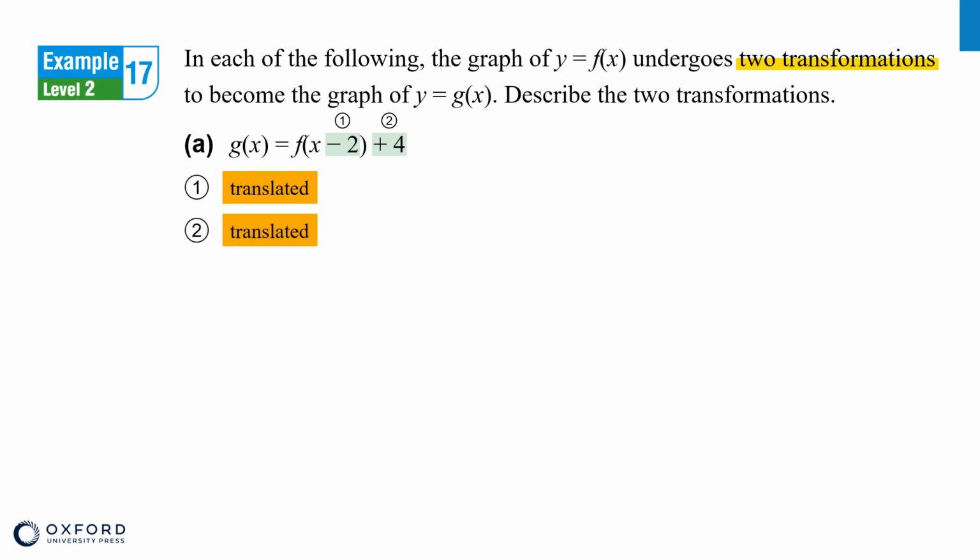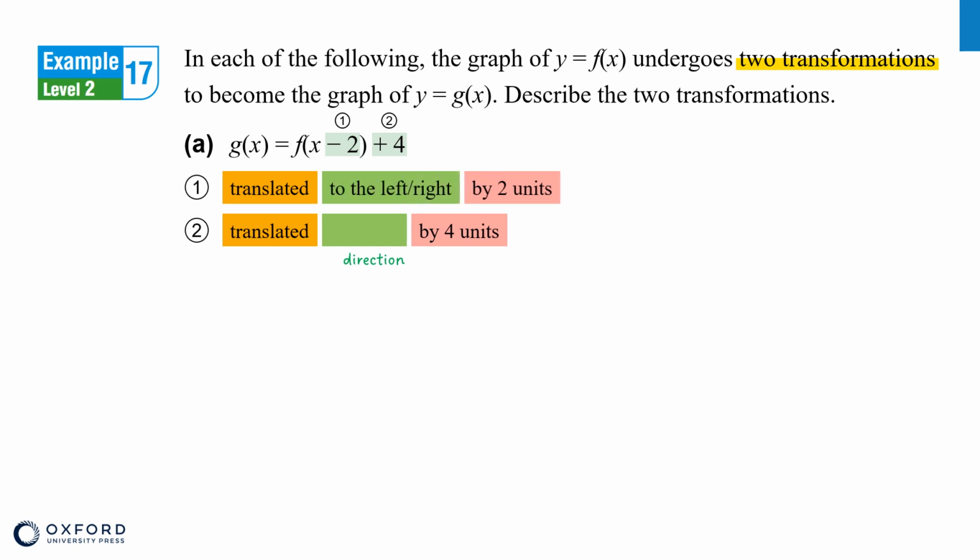And it's easy to see the magnitudes of the translations. The first one is by 2 units and the second one is by 4 units. Then the hard part, the direction. The first transformation involves addition or subtraction inside the brackets, so it's about changing the x-coordinates of the points on the graph, and thus the resultant graph will be shifting left or right.